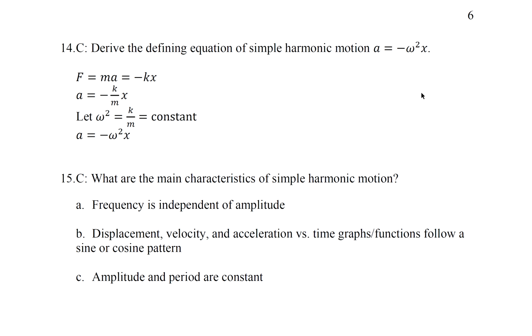Question 14. Derive the defining equation of simple harmonic motion. So F equals ma equals minus kx. Second line, we divide both sides by m. We let omega squared equal k over m, which is a constant. So a equals minus omega squared x. That's it. a on the left-hand side has units of meters over second squared. On the right-hand side, you have meters for x, so omega squared must be 1 over second squared.